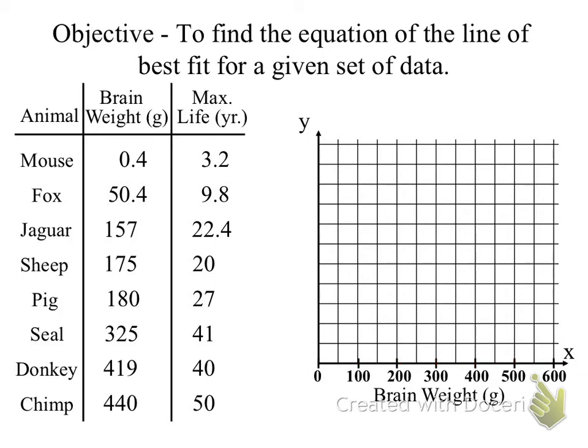All right, now let's do our y-axis. Our y-axis is going to represent lifespan. Notice we have to go between 3.2 and 50. Do I need to go by 50s? If I do that here, then all of my data is going to be in this area. I'm not going to use my graph. Do you understand what I'm saying? Yes. So let's go by 5s. Okay?